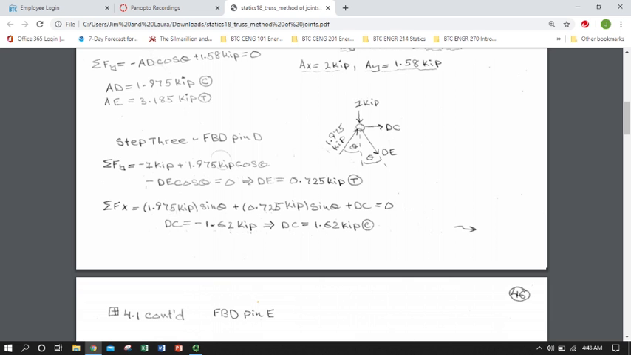Do the same thing with the sum of the forces in the x, and you can see I'm picking up the sine component now of the 1.975 kips coming from AD, and my force DE balancing force DC, and I get a negative for my force DC. Well, I'd assumed that it was in tension, so negative means that it must be going the other way, which means it's in compression. So now I've picked off the forces in 2 more members.